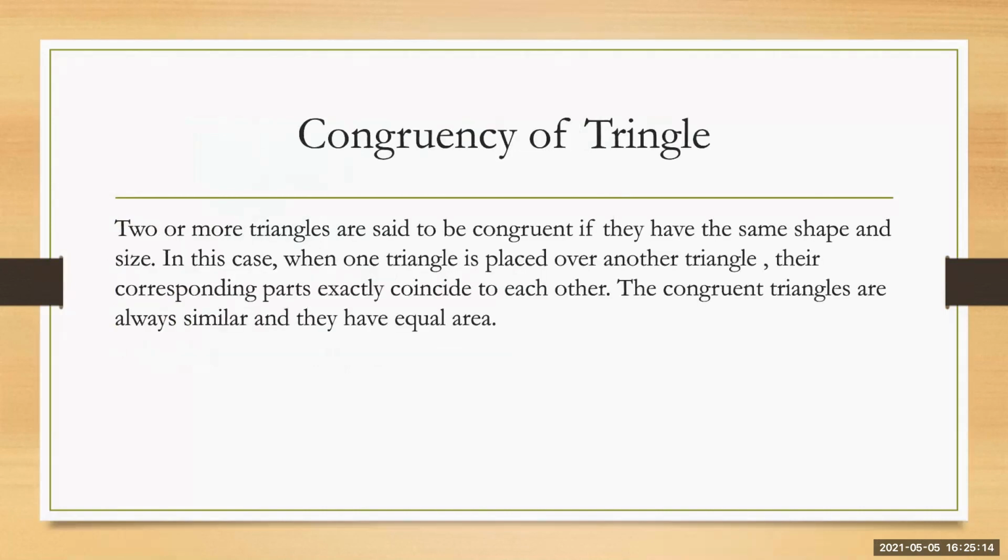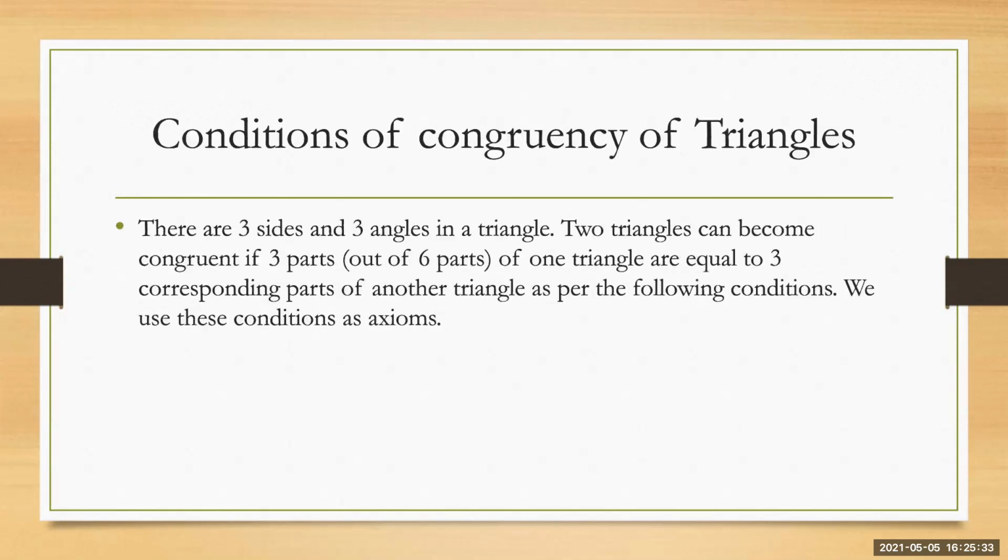Congruency of triangle. Two or more triangles are said to be congruent if they have the same shape and size. In this case, when one triangle is placed over another triangle, their corresponding parts exactly coincide with each other. Congruent triangles are always similar and they have equal area.